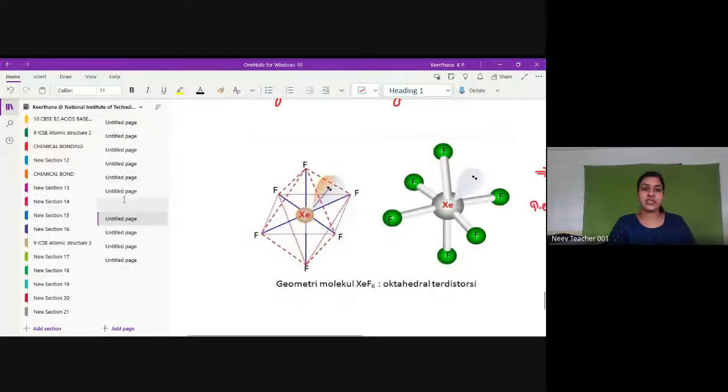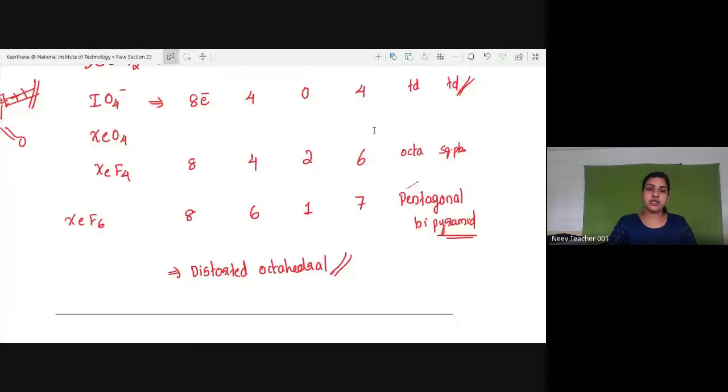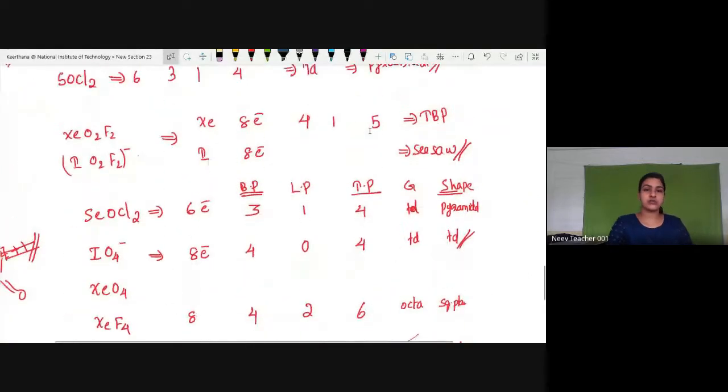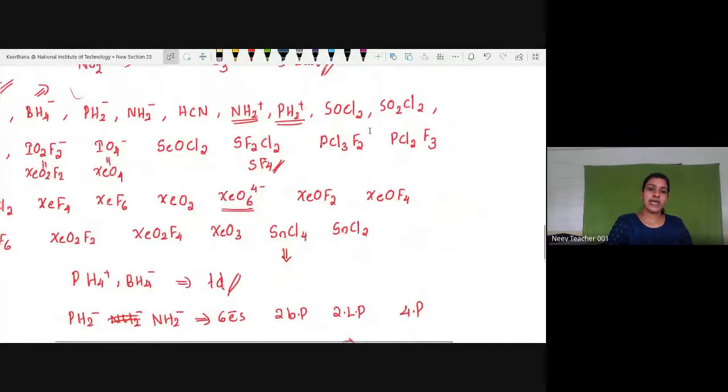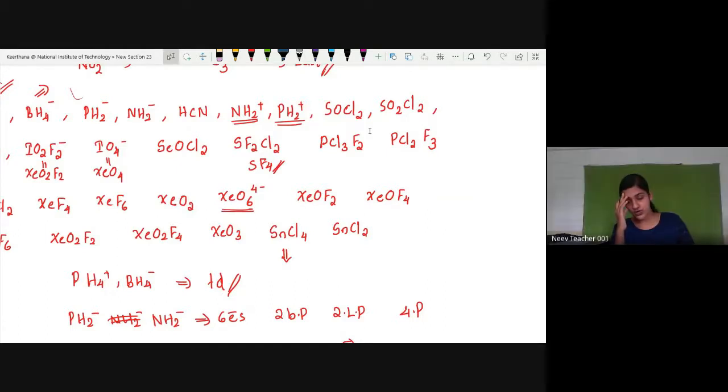That is the only example you should study, that distorted octahedral XeF6. No other thing will be asked. So XeF6, XeO2. The shape is bent and the geometry is tetrahedral. XeO2 has 8 electrons. 4 electrons are used for the formation of 2 Xe-O bonds, and 4 electrons are left, 2 lone pairs, 2 bond pairs, total tetrahedral, shape is bent.